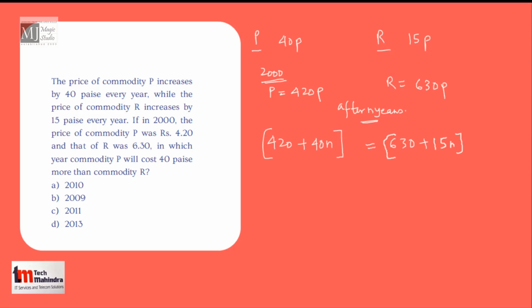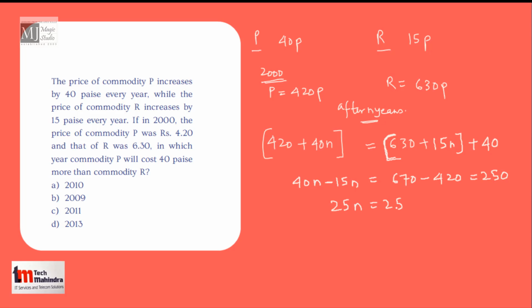Now it is known that commodity P price will be 40 paise more than commodity R. So on the commodity R price I am adding 40 paise, so that now it is equal on both sides. Let's solve it and find the value of n. So 40n minus 15n equals 630 plus 40 minus 420, that is 250.